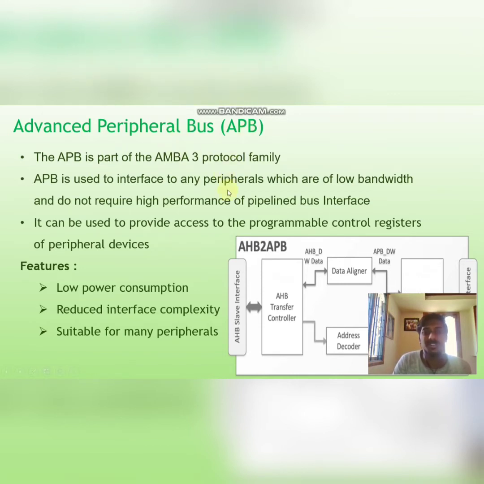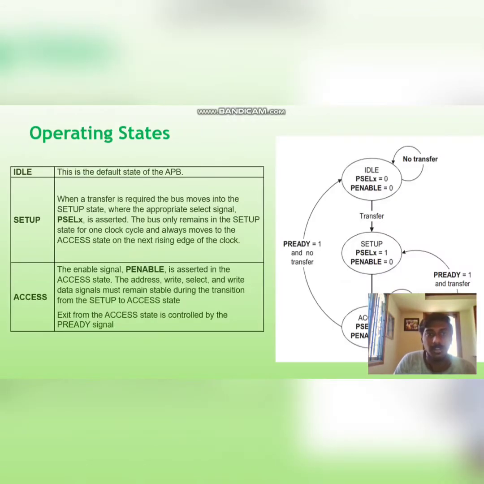Advanced Peripheral Bus is just a part of the AMBA protocol family. It is used because it consumes very low power, as it has low bandwidth, and it has a much reduced interface complexity when compared to other buses like the Ethernet protocol. It is also suitable for many applications all around the world. Let's now jump into another slide.